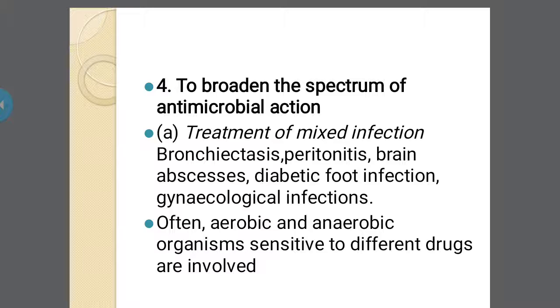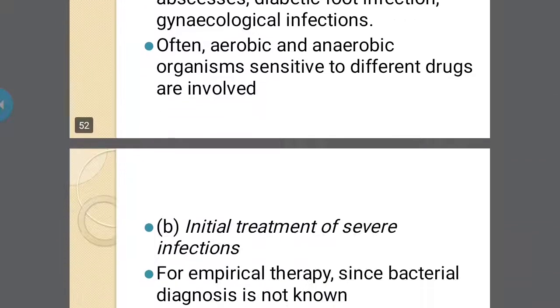Gram-negative inhibition is mainly done by the aminoglycoside group. Anaerobic inhibition may be mostly done by the metronidazole. So if we combine this aminoglycoside, metronidazole as well as some beta-lactam drugs, then most of the infections can be controlled. Often aerobic and anaerobic organisms sensitive to different drugs are involved.